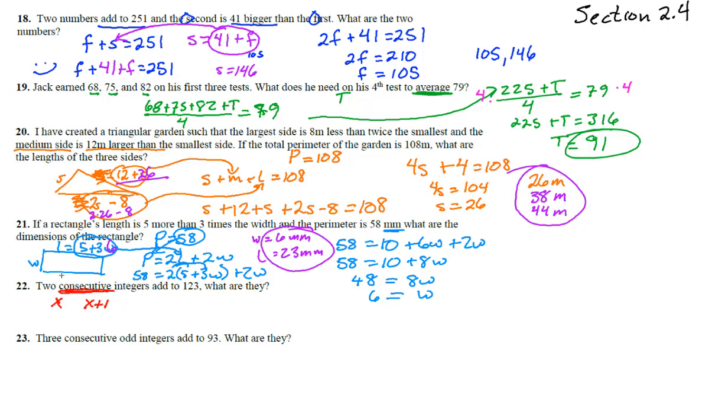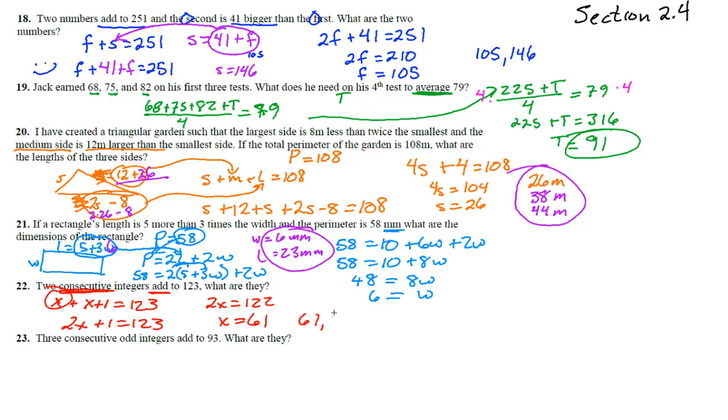Great. And it says 2 of them, they add to 123. So add to equal 123. So here's the first one, here's the second one, and now they add to 123. Oh, that gave us a nice equation. 2x plus 1 equals 123. Subtract 1 and we get 2x equals 122. Divide by 2 and we get x equals 61. So if x was 61, then x plus 1, the next one up, is 62.